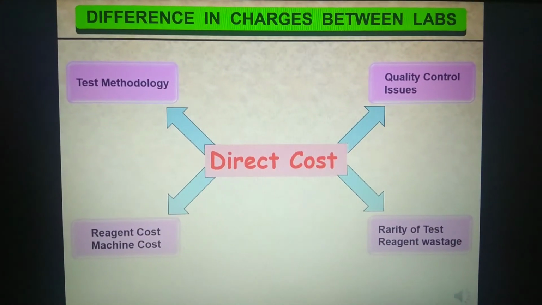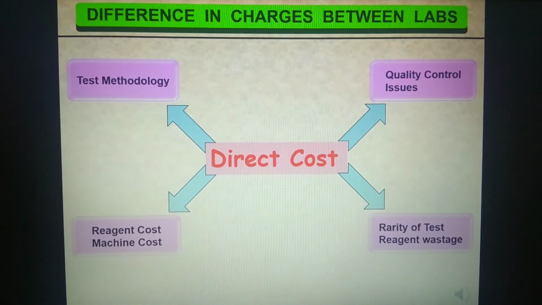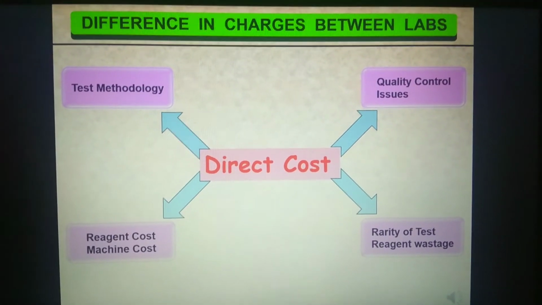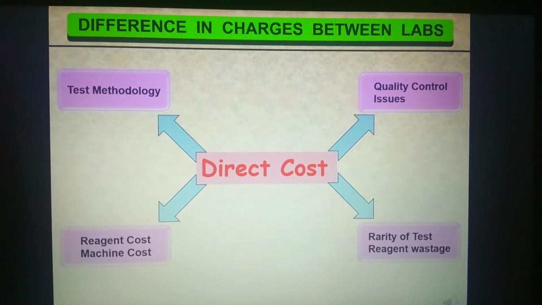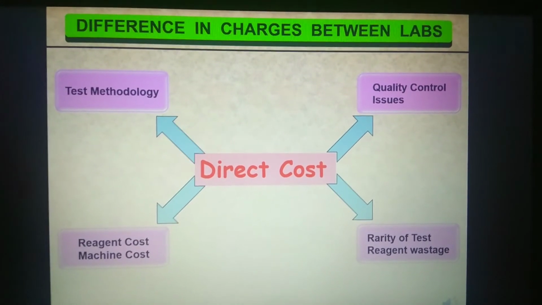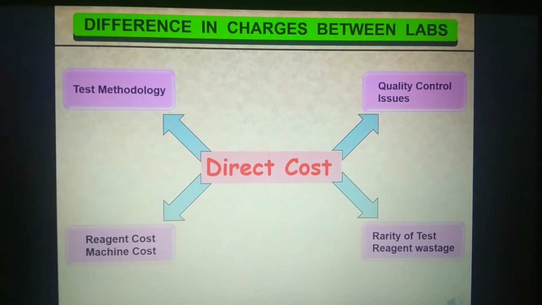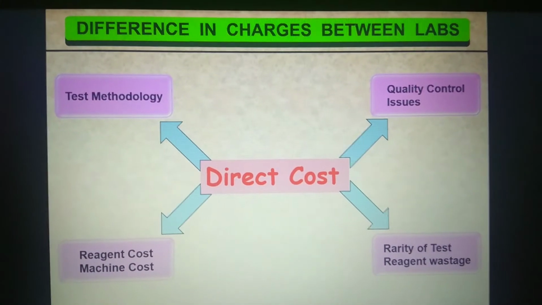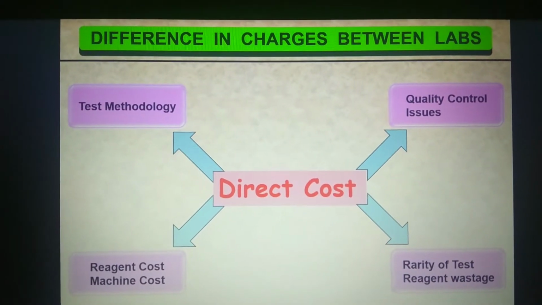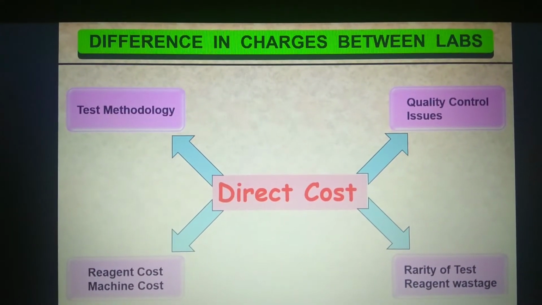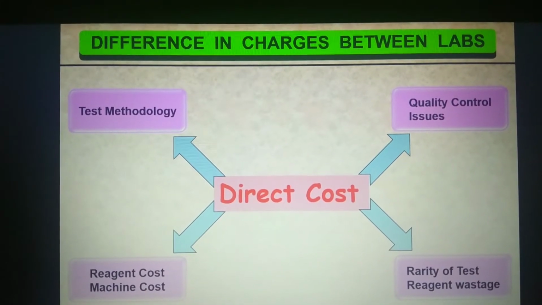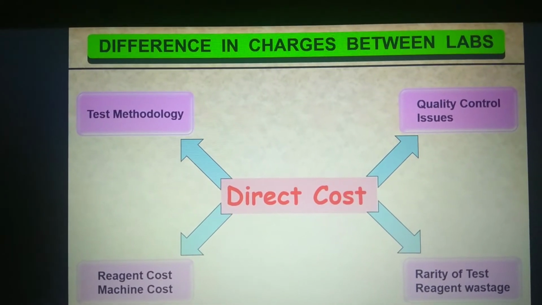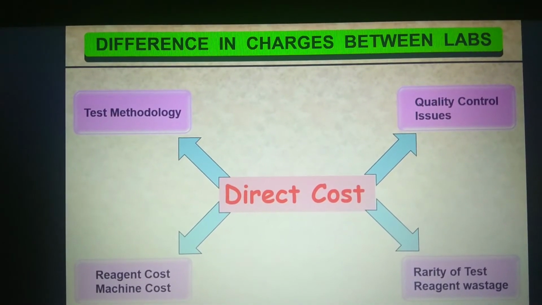For example, whether a particular test is being done by, say, latex agglutination method or ELISA, or let us say by alpha method, then depending upon the methodology, the cost will differ. Okay, the reagents differ, the machine cost differs, that we'll consider further also. Second is quality control issues, that is how much efforts or how much time, money and energy the lab is spending in assuring good quality of the results, reliable results, how much efforts the lab is taking in that direction. So even that adds to the cost of the test.